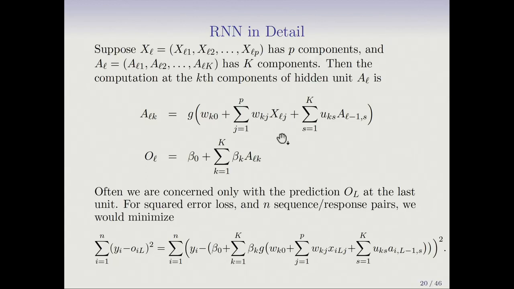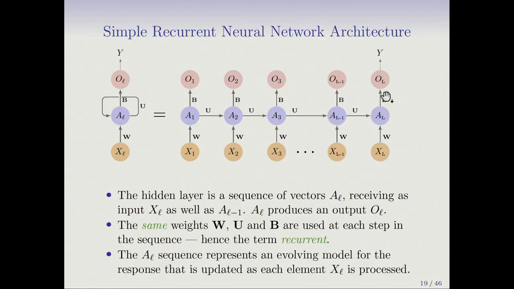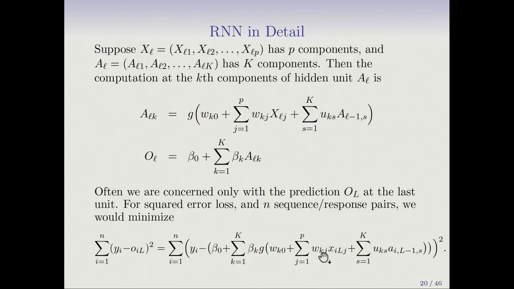So if you look at the loss that we're trying to minimize, if we're only interested in the response from the last layer, this is what we're going to look at. We're going to look at the observed response minus the output from the last hidden unit, summed over observations from one to n, say if we're using squared error loss. And if we expand that out, you'll see all the weights that we need to learn. There are the betas, which comprise that B matrix of weights. Remember, there were weights B, U, and W. These are typically matrices of weights that have to be learned, and they're the same throughout. So there's the Bs, the Ws, the Us.